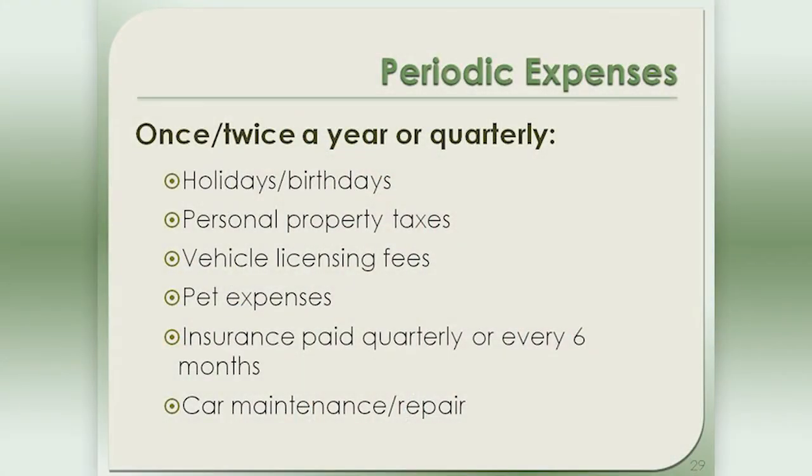And don't forget periodic expenses in your spending plan. These are expenses that do not occur every month. Sometimes you can anticipate them, such as property taxes or birthdays and holidays. Sometimes you don't know when they will happen or even how much they will be, such as car or home repairs or unexpected medical expenses. But you still need a plan for how to handle them when they do happen.